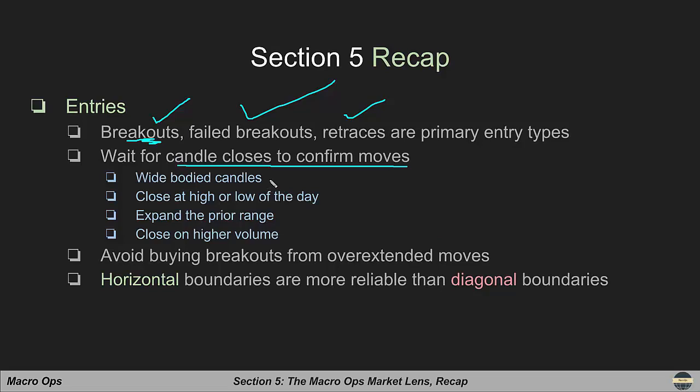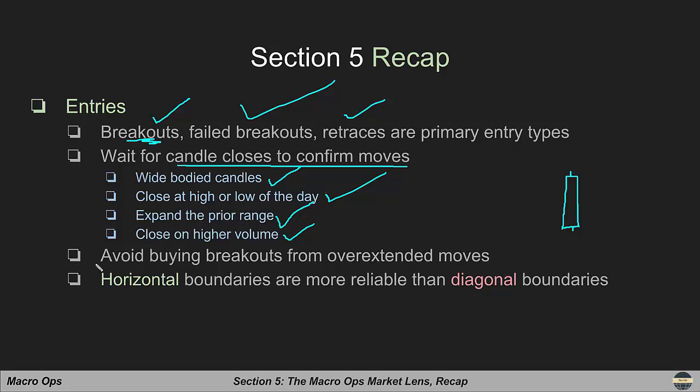And then on top of that, wide-bodied candles are even better. So if the candle shoots out and it has that really wide look with small wicks, where it's closing at the high of the day, or if it's a bearish candle closing at the low of the day, that will help with the success rate on these things. And then we want to see the breakout candle expand the prior range of the congestion zone. That's another clear signal that price is going to continue. And then higher volume also helps. So keep these 4 things in mind when you're looking at the actual candle and the occurrence of the breakout.